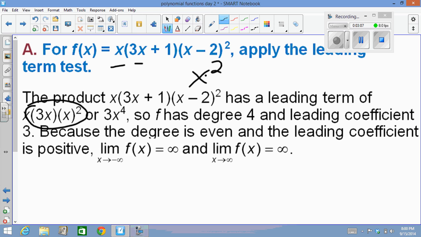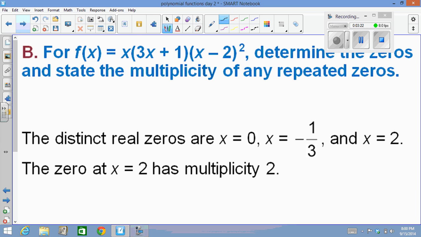Because the degree is even and the leading coefficient is positive, I can figure out my end behavior, which is what's right there. Then if I were to take that same function, so nothing's changing, it's still the same problem.